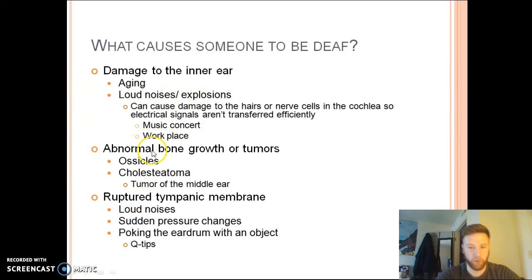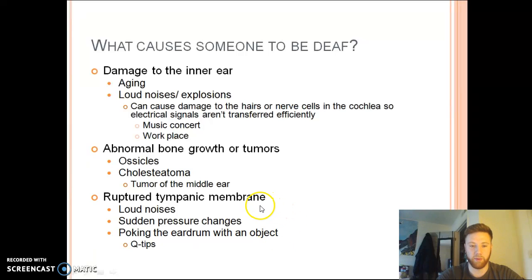Then you have abnormal bone growth or tumors. So you have your ossicles; they could grow too large or maybe harden so they don't vibrate correctly. And then you have what's known as cholesteatoma, which is actually a tumor of the middle ear. And then to go along with damage to the inner ear, you have a ruptured tympanic membrane. These could be from loud noises, sudden pressure changes, so anything like in a plane when you go really high up or really low in the ocean, like in a submarine, you get pressure changes, and they can rupture your eardrum. And then you can get anything such as poking an eardrum with an object.